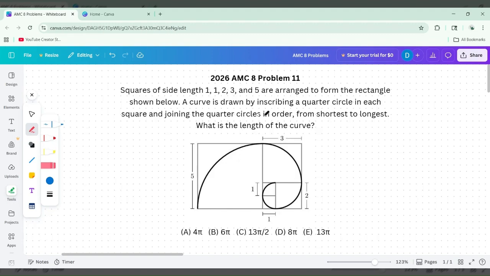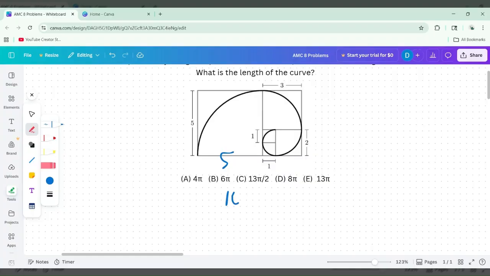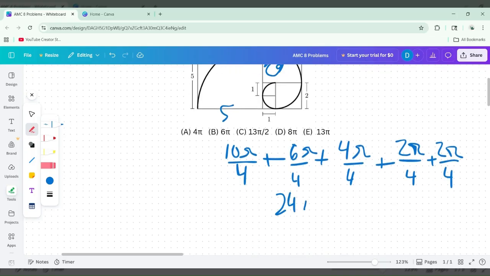Problem 11. So we're trying to find the length of the curve. Radius 5. So that means the total circumference is 10 pi. And we have a fourth of it. So we have 10 pi over 4. We have 6 pi over 4, looking at the second quarter circle. And then we continue. So we have 4 pi over 4. We have 2 pi over 4 and 2 pi over 4. We add all this up and we get 24 pi over 4, and that is 6 pi.